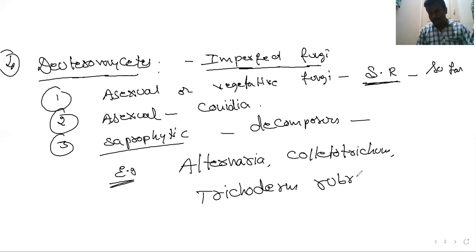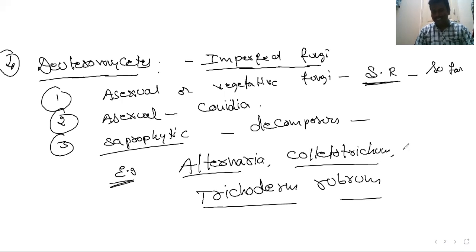Trichophyton rubrum. Alternaria and Colletotrichum cause diseases in plants. Trichophyton rubrum causes skin disorders in humans.